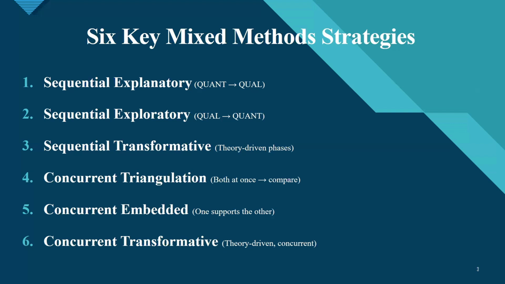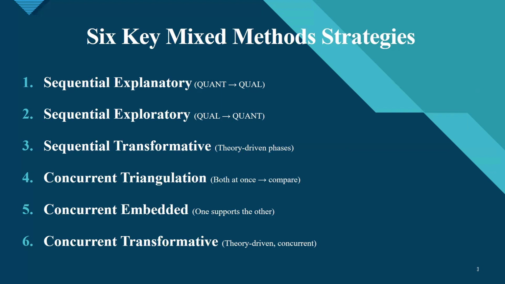Number three, sequential transformative. This method follows a similar pattern but is guided by a specific theoretical perspective, often for social change or advocacy. Number four, concurrent triangulation. In this strategy, both qualitative and quantitative data are collected at the same time and then compared to validate results.